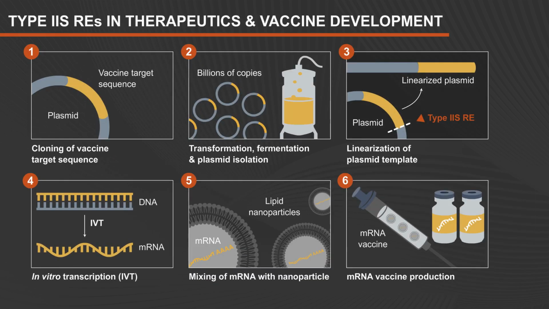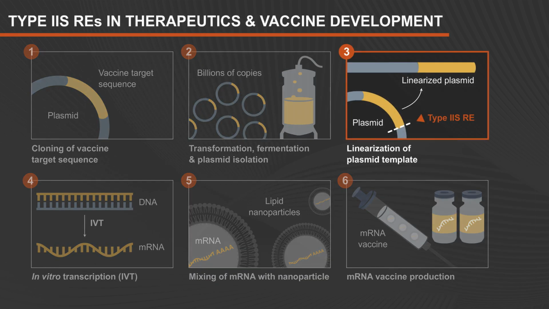Type IIS enzymes are also used in the linearization of plasmids for mRNA therapeutics and vaccine development. For example, BspQI, which is now available in GMP grade.